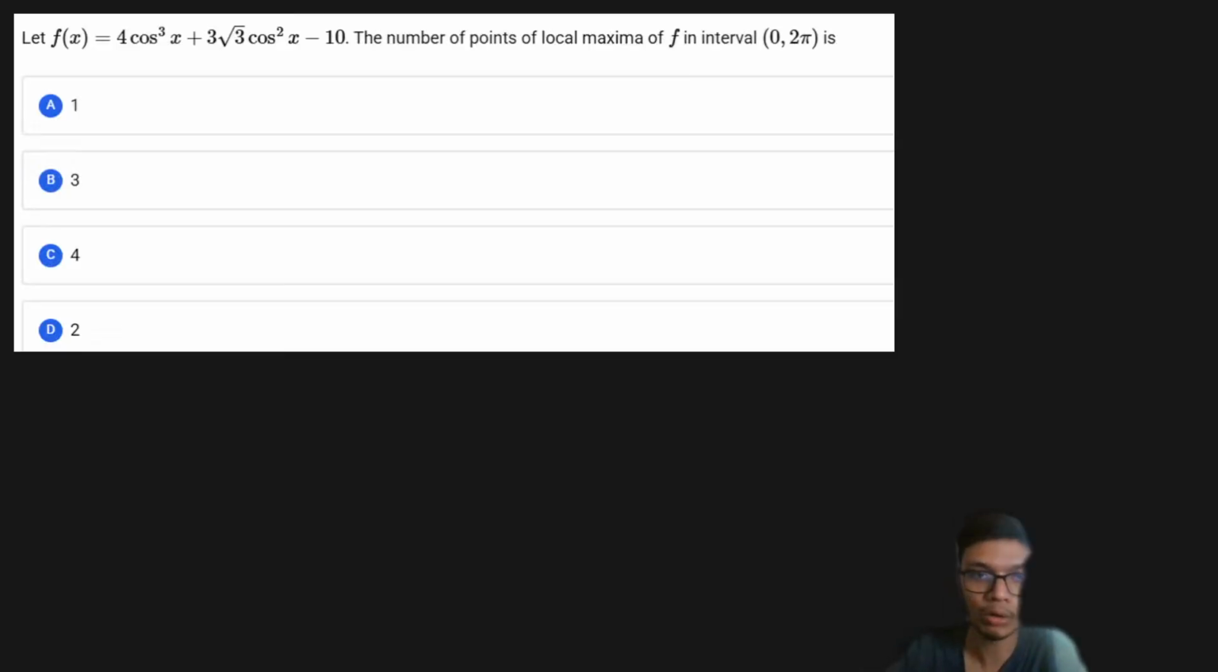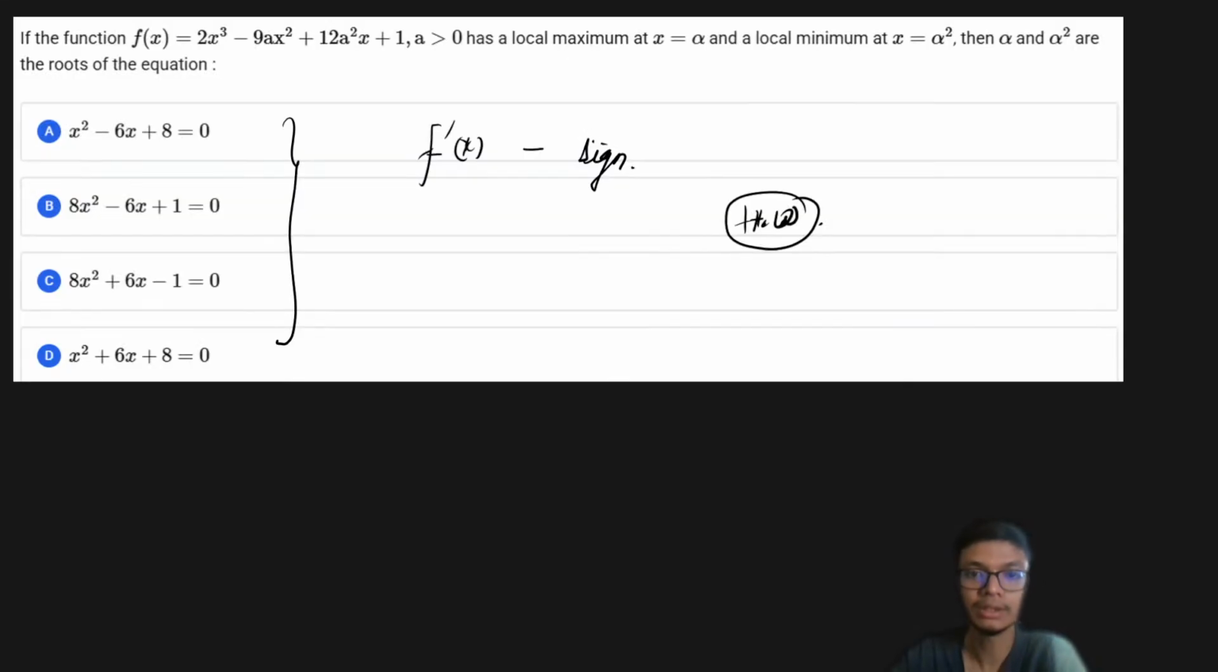Okay, so we have some more homework problems. This is the second homework problem. So with this, we are almost done with today's session, right? I have given two homework problems and please let me know the answers in the comment section.